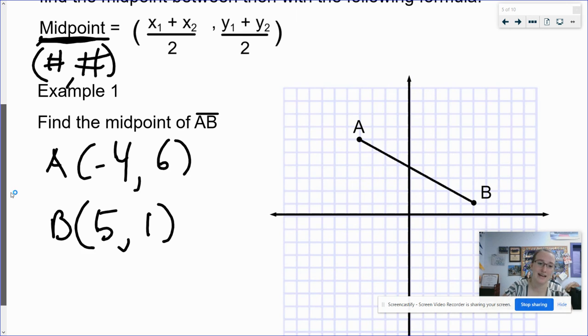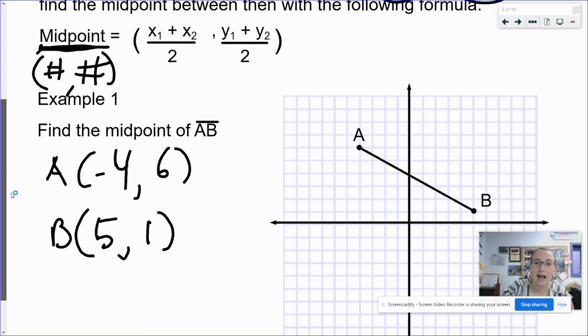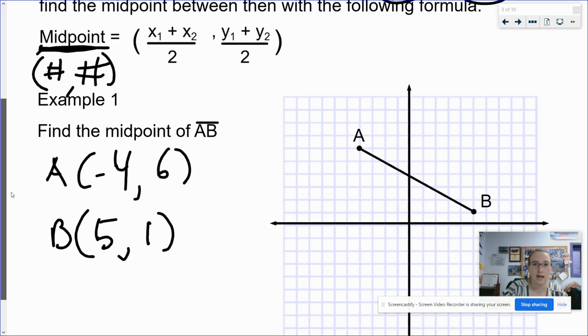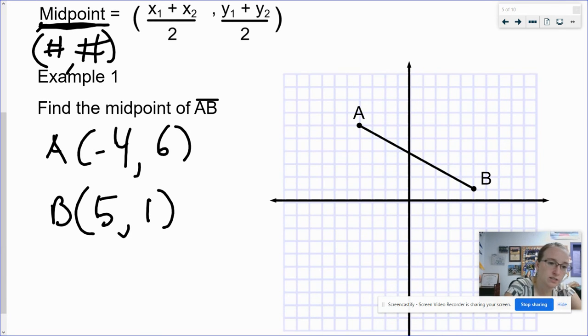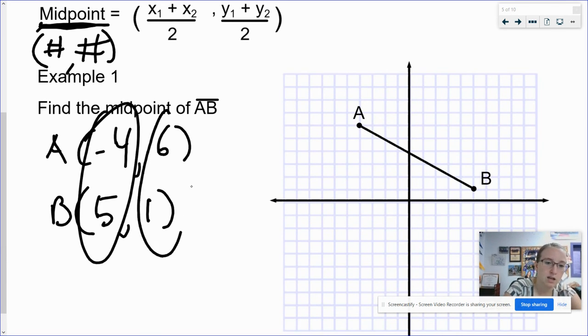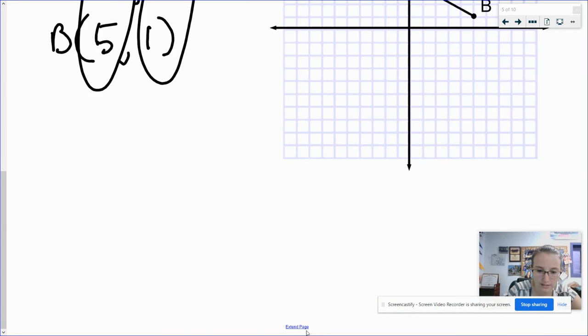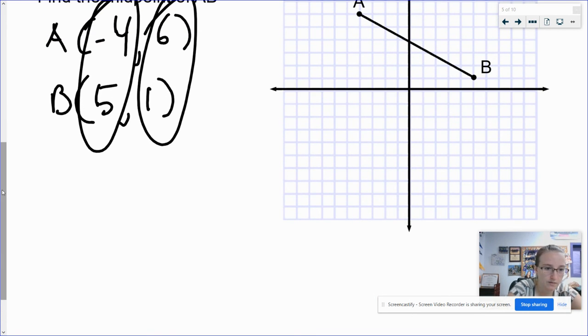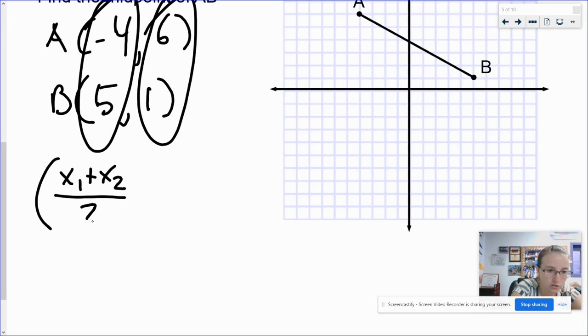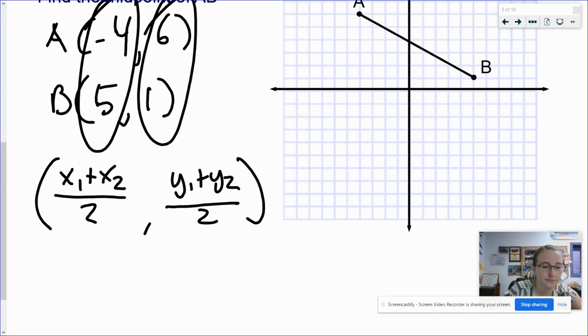I'm going to add my x's together, divide by 2, add my y's together, divide by 2, and those are my answers. What I like to do is circle my x's and circle my y's so I know what has to go together. Otherwise, sometimes we can get numbers jumbled up. So my midpoint, my answer, I'm going to go ahead and drop this down. This is our formula. The x's added together, divided by 2, comma, not plus, we keep them separate. The y's added together, divided by 2.